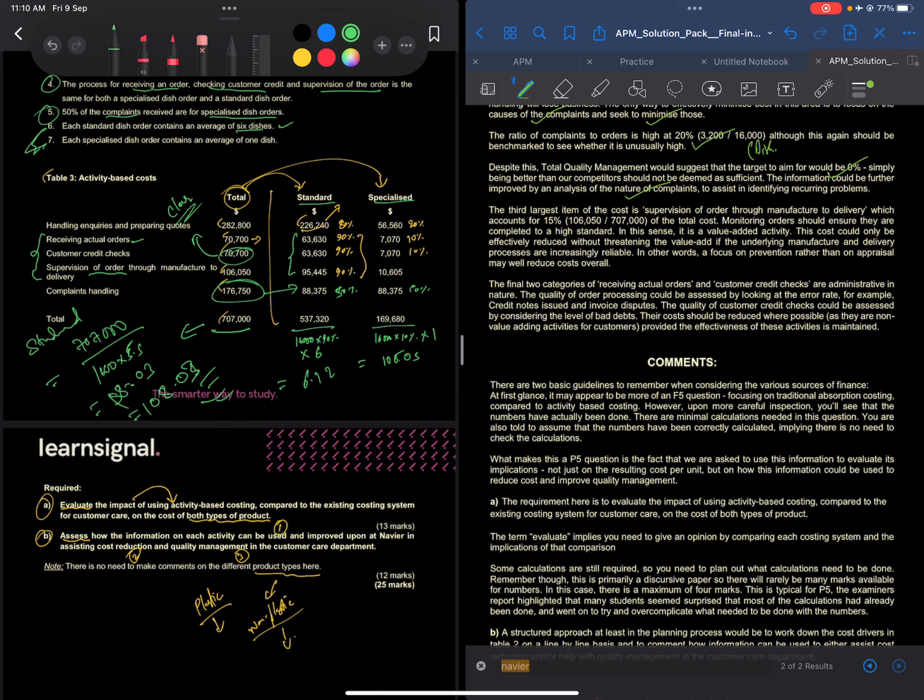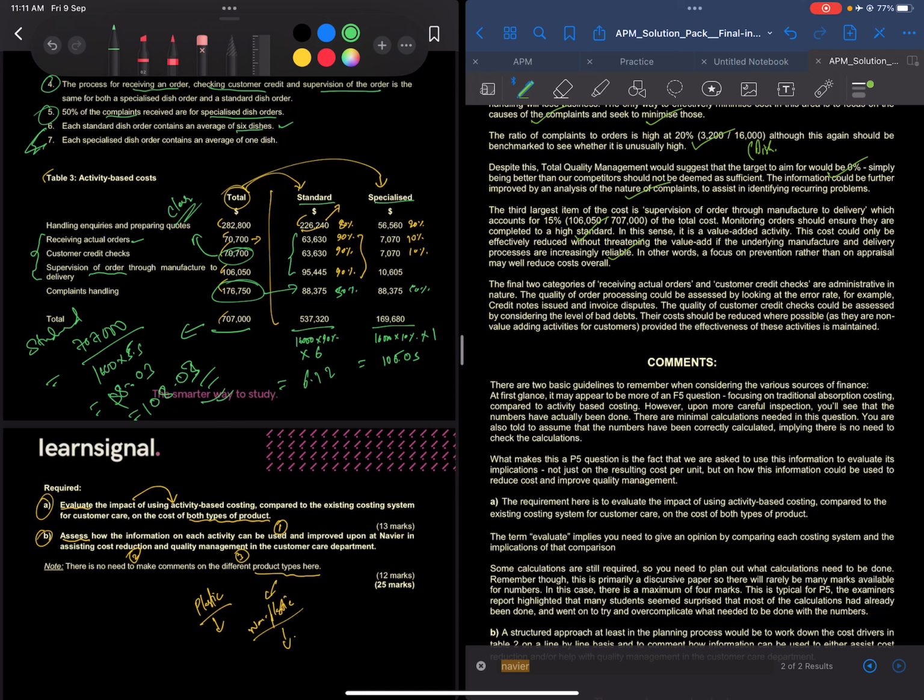Next thing, the third largest item is supervision, which accounts for 15% of the total cost. Monitoring cost should ensure that they are completed to the high standards. In the sense that it's a value adding activity, this cost can only be reduced effectively without threatening the value add if the underlying manufacture and delivery process are increasingly reliable, right?